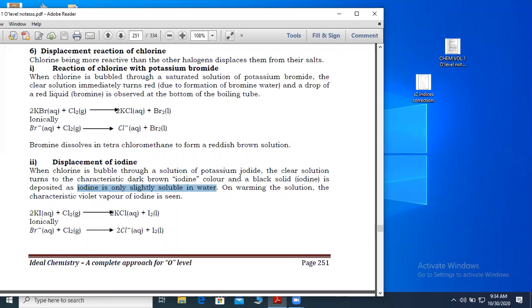So the observation here is the colorless solution turns to dark brown. What is dark brown is iodine. Explanation. Chlorine, the same thing, nothing changes. Chlorine is more reactive than iodine. Therefore, chlorine displaces iodide ions from the solution of potassium iodide, forming iodine liquid, which is dark brown.